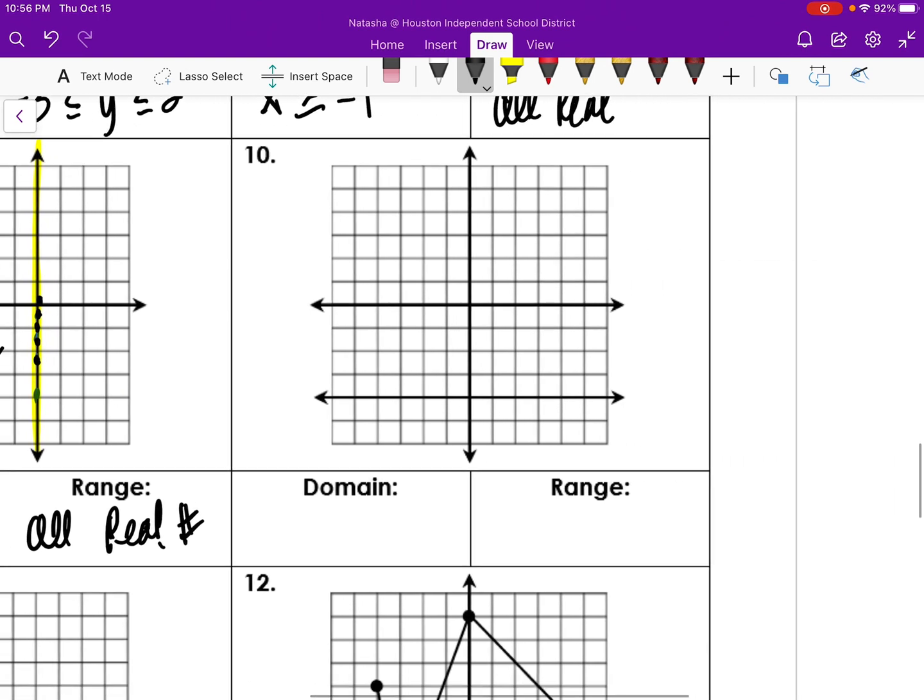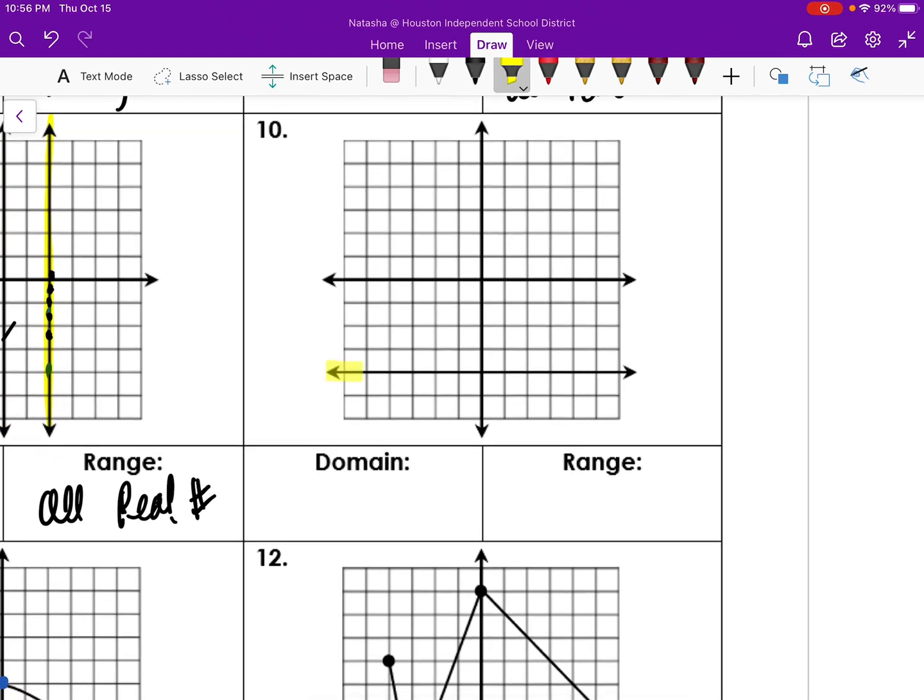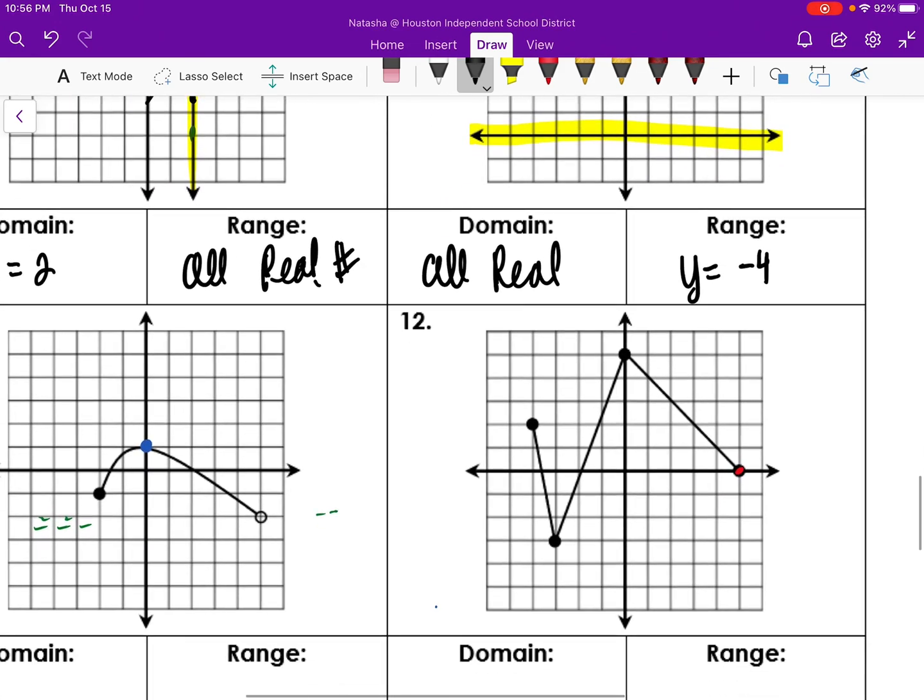Number 10 is going to be similar, in this case though, it's horizontal. So the domain is going to be all real. And our range is going to be -4. So y is equal to -4, because no matter where I hit on that line, the y value is going to be -4.